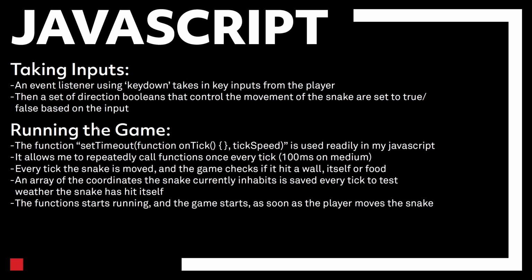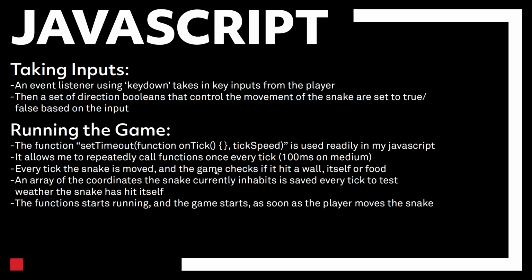The game mainly runs off this set timeout function, which I can use inside of other functions to call them repeatedly after a certain amount of time. So essentially every tick, or 100 milliseconds on medium, I call the function again, and I can perform a set of actions on the snake repeatedly. If I just used a while loop, then it would happen too fast, so I use this function to do it after a set amount of time.